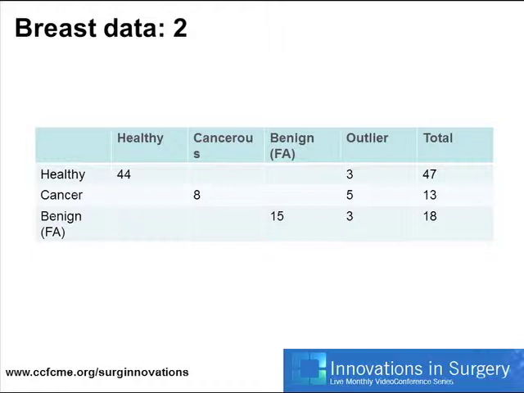I'm going to show you some early data from our breast cancer work, which we've got going on prospectively here at multiple centres in London. This data is from 8 women with cancer, 15 women with benign lesions in the breast, and 44 healthy women. Next slide, please.